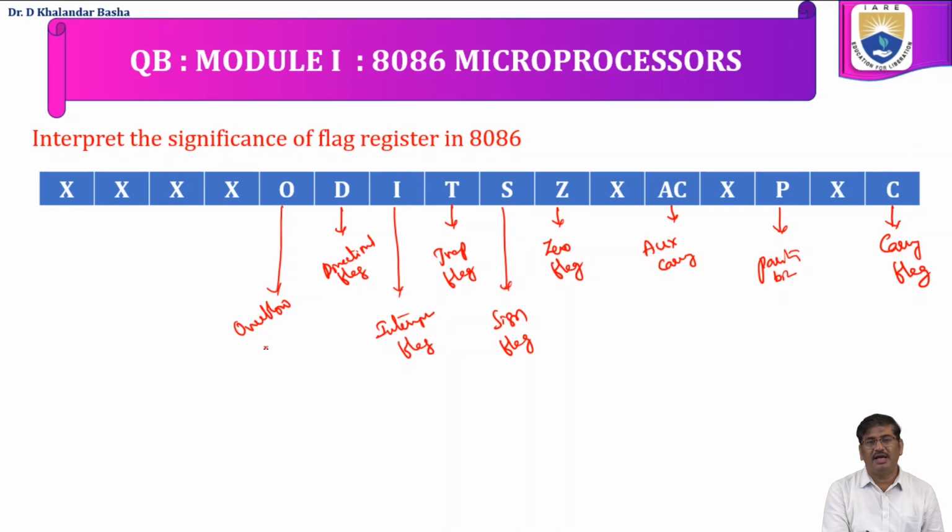Whenever the result size exceeds the given size, then the overflow flag will be set. Wherever X is indicated, those are don't cares, so there is no significance for the bit positions with X.